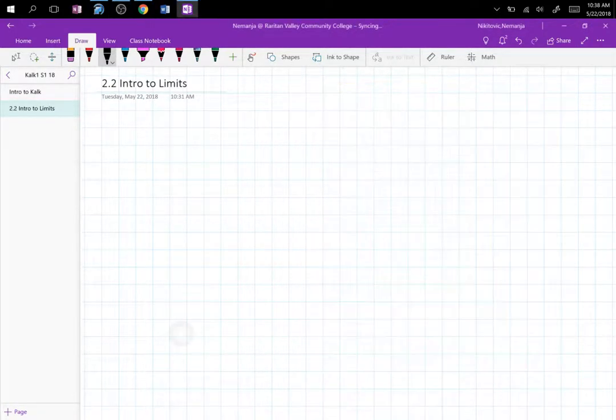There we go. Hello and welcome back to Calculus 1, section 2.2, Introduction to Limits. So let's see what the limits are. Yesterday we talked about calculus in general. I mentioned that calculus consists of three parts: a part on limits, a part on derivatives, and a part on integrals. Now, limits are going to give us a base to understand both derivatives and integrals.